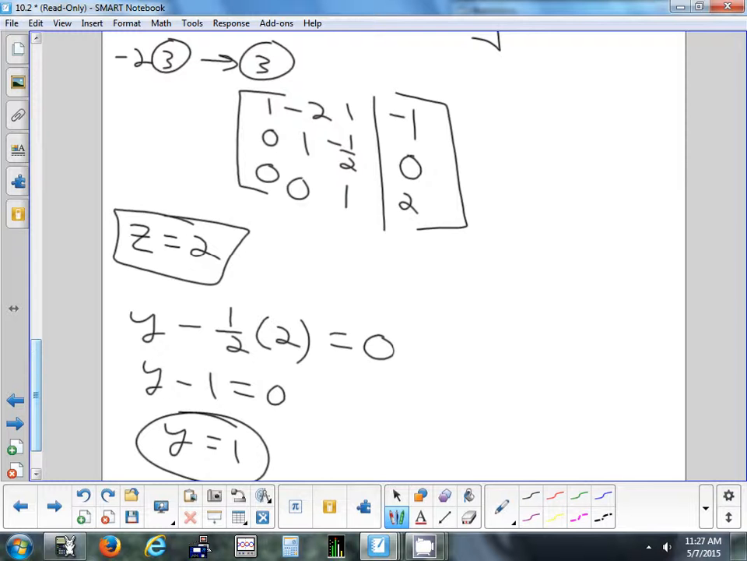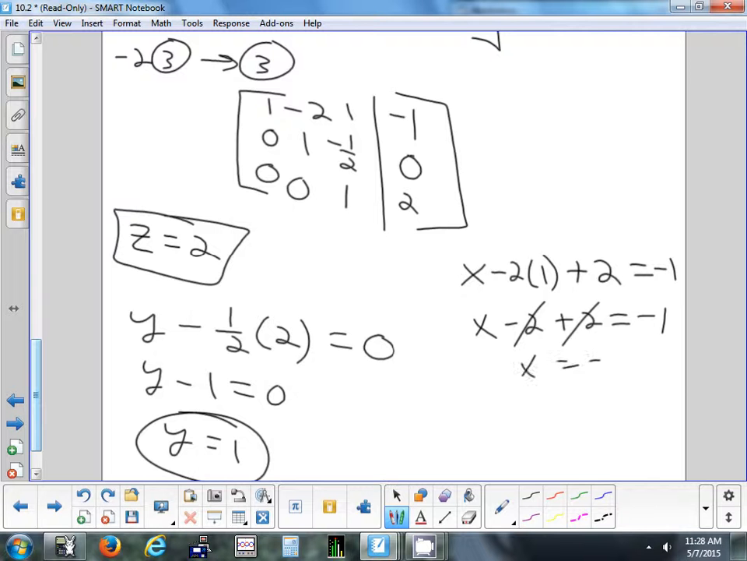Now we're going to take both of those numbers and plug them all the way back into the first row, which says x minus 2y plus 1z, okay, z is 2, equals -1. So we get x equals -1. Okay, if you wanted to write this as an ordered triple, it'd be -1, comma 1, comma 2. You could write the answer that way.